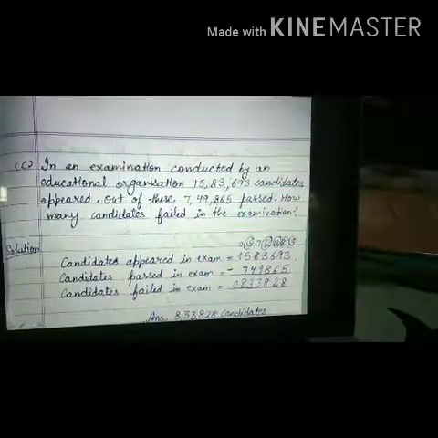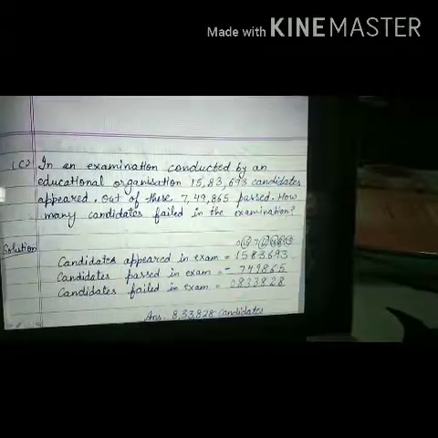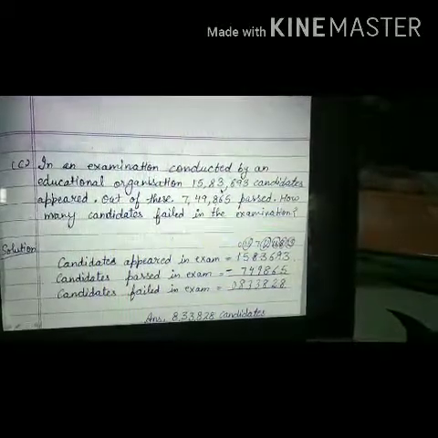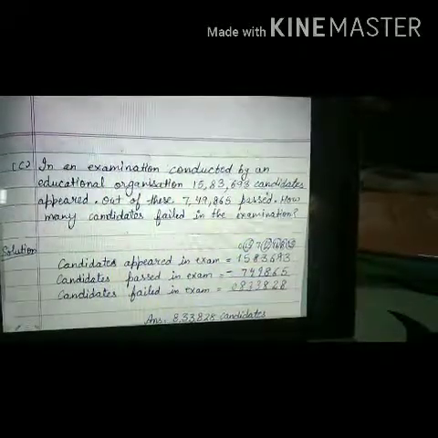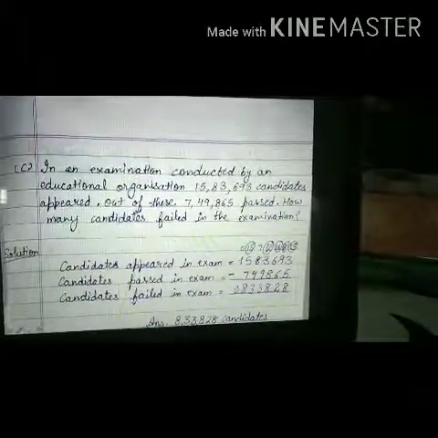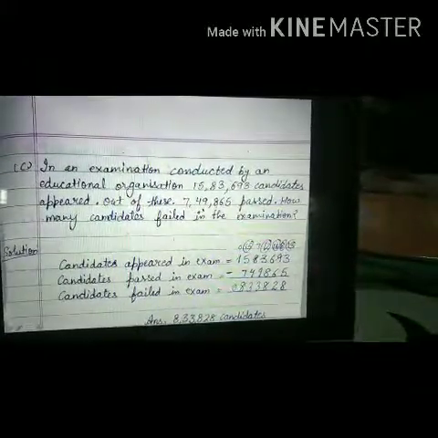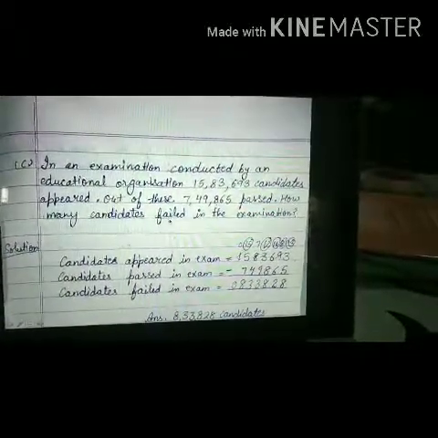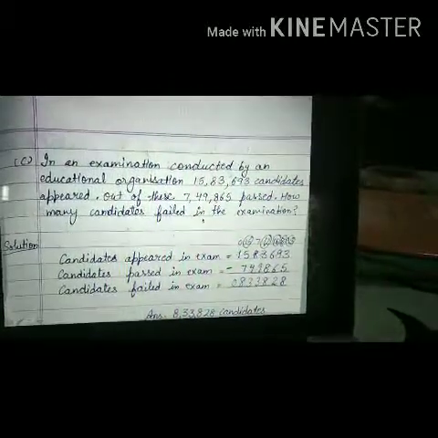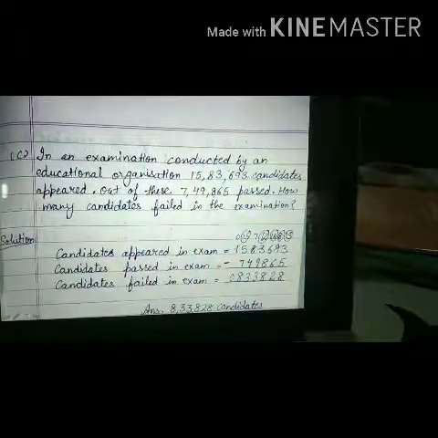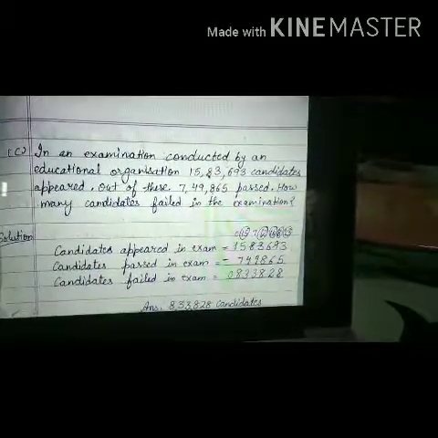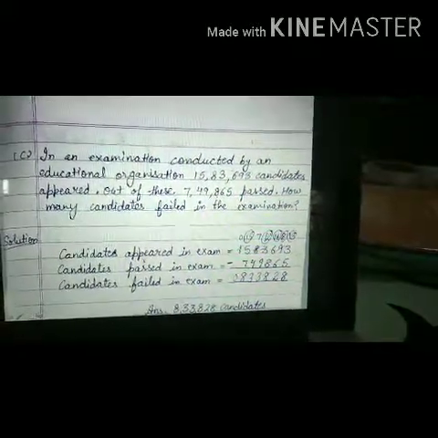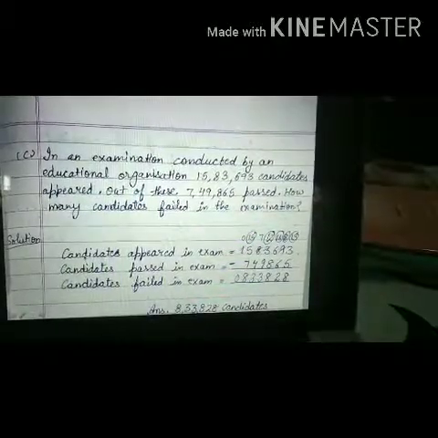In an examination conducted by an educational organization, 15,83,693 candidates appeared. Out of these, 7,49,865 passed. How many candidates failed in the examination? So from total candidates you will minus passed candidates and then you will get the failed candidates. So the statement will be like this.